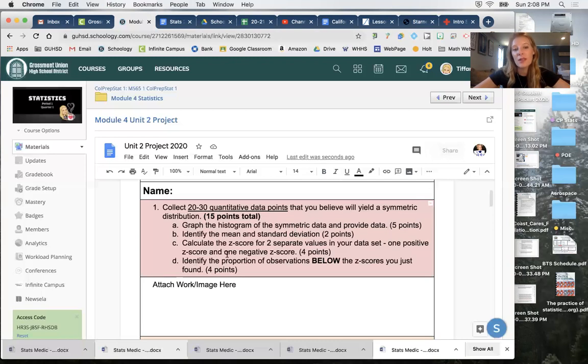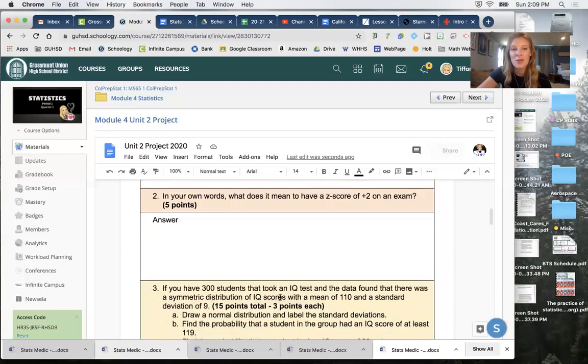You're going to calculate the z-score for two separate values in your data set. One of them must be a positive z-score, meaning higher than your mean, and you're going to calculate one lower than your mean. Then you're going to go to your table and tell me the proportion of people that are below that. If you come to my Thursday meeting, I'll be showing you this example. This will be one that I work through for you.